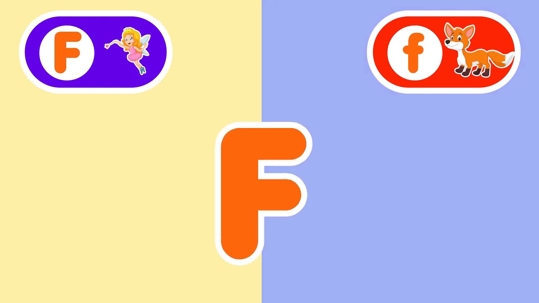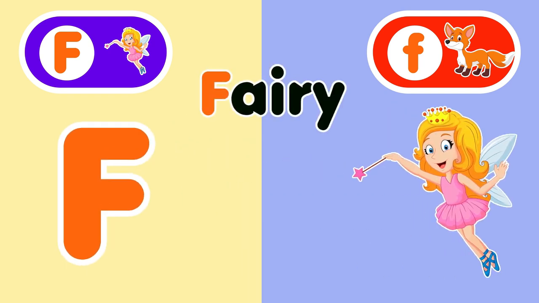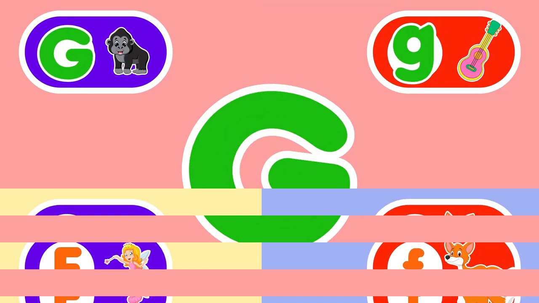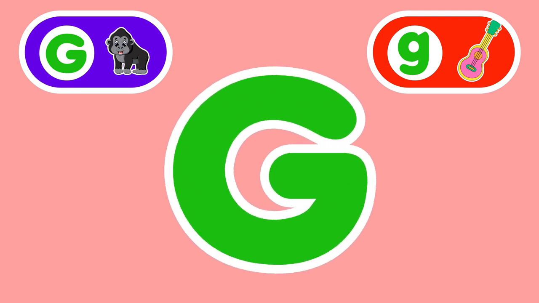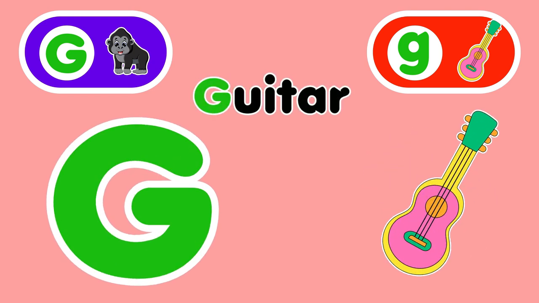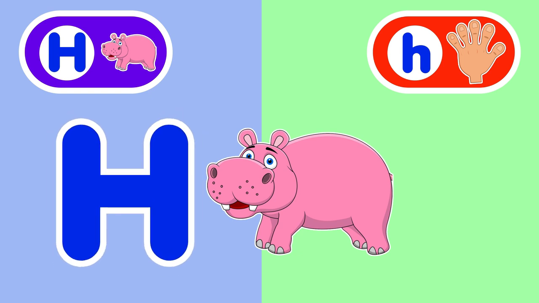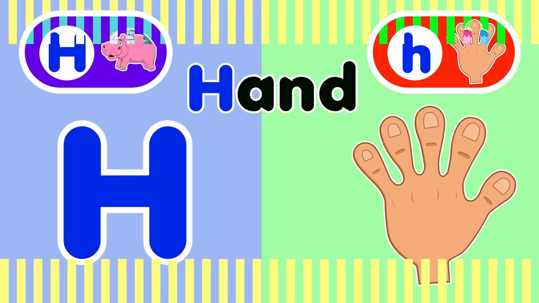The letter F. F is for fairy. F is for fox. G. This is the letter G. G is for gorilla. G is for guitar. H. This is the letter H. H is for hippo. H is for hand.